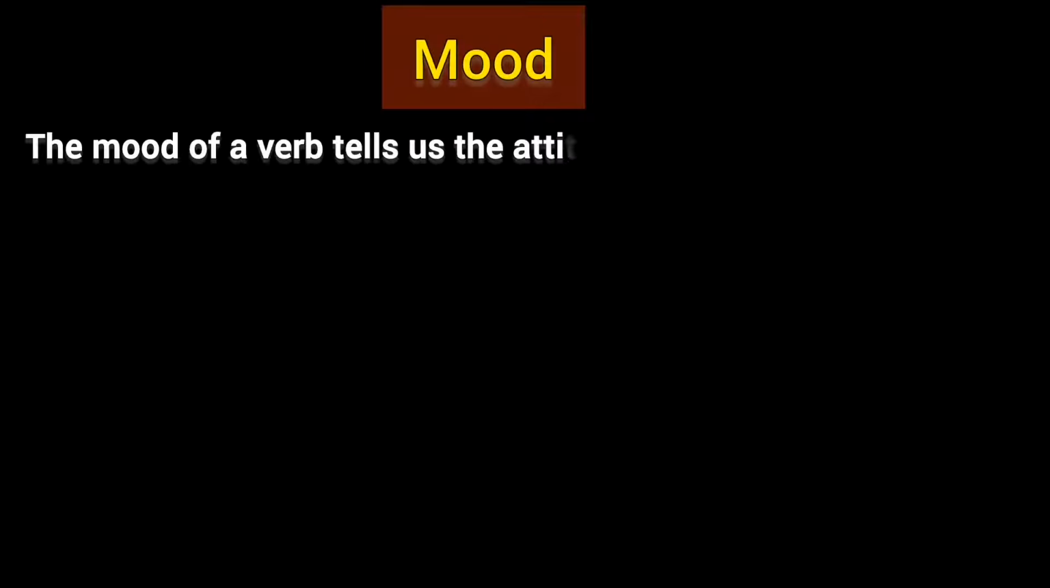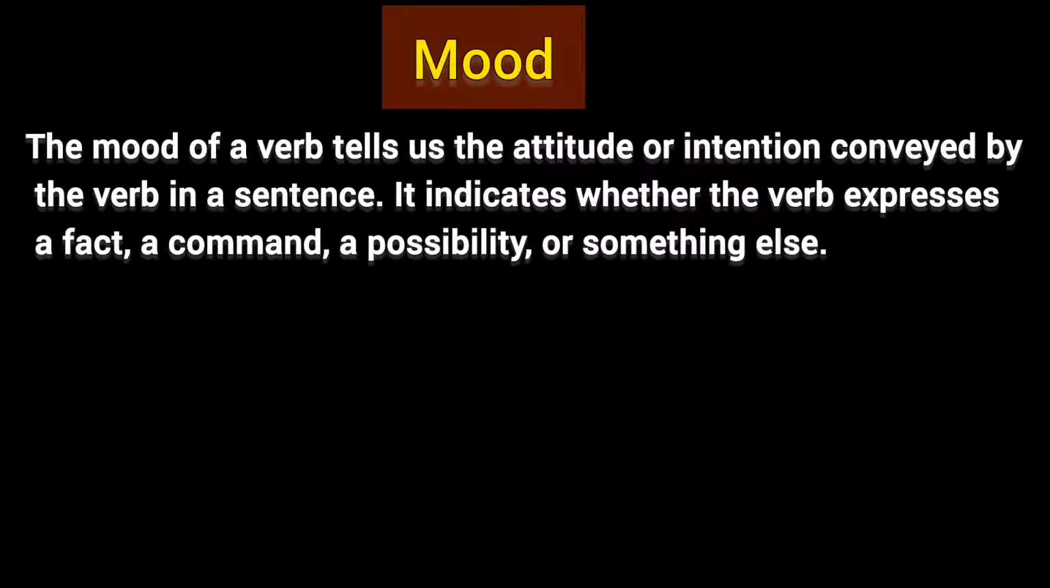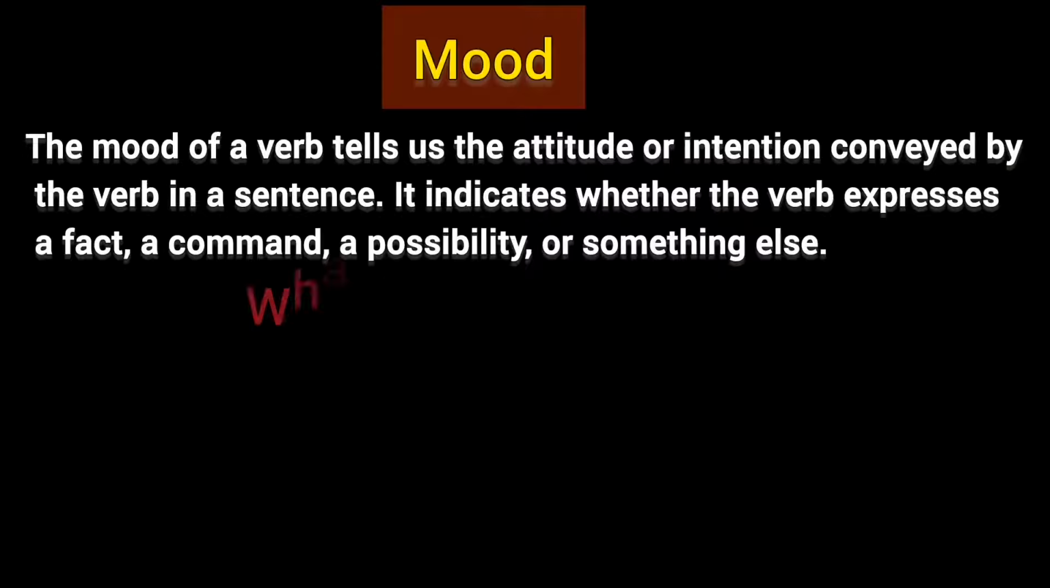Let's first learn what mood is. The mood of a verb tells us the attitude or intention conveyed by the verb in a sentence. It indicates whether the verb expresses a fact, a command, a possibility, or something else. What does it mean? Simply, mood only refers to the intention or meaning of the verb. Basically, a verb can convey fact, command, or possibility. So, this is simply called mood in the English language.